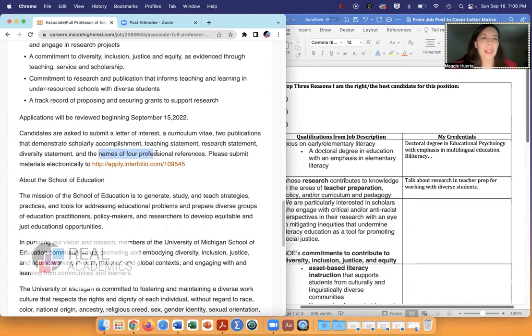And then they're going to want, wow, 4 professional references. So you'll definitely want to be very careful, check all that, follow the instructions. To help you organize your writing for all these pieces, because there are lots of writing pieces.